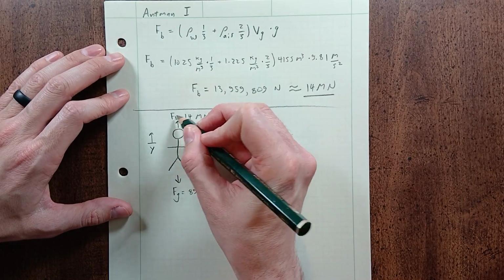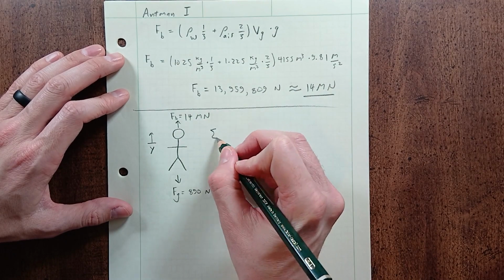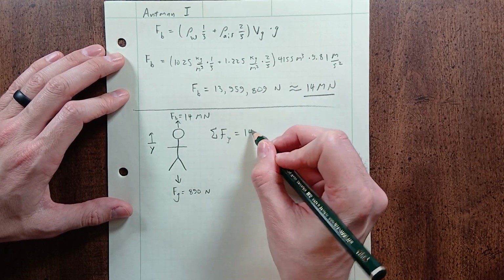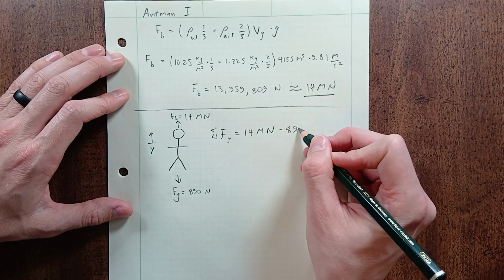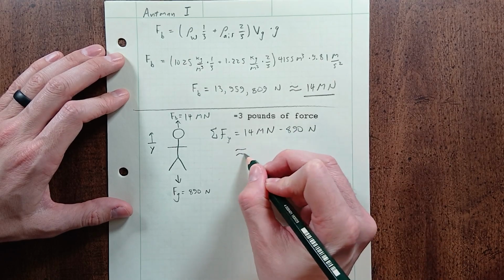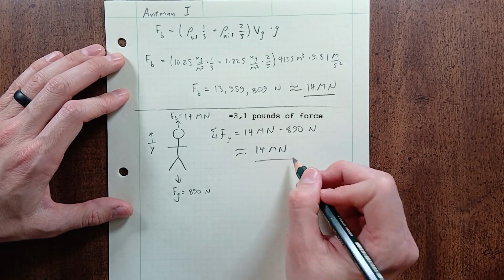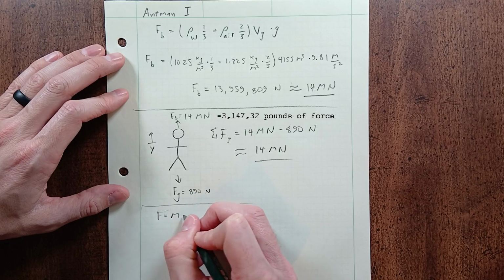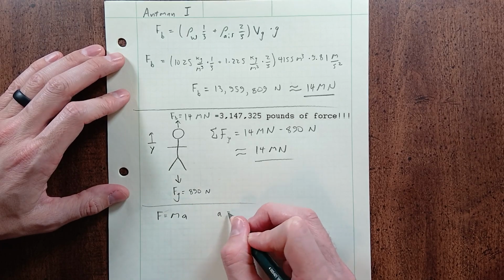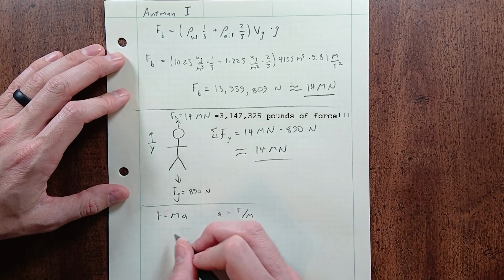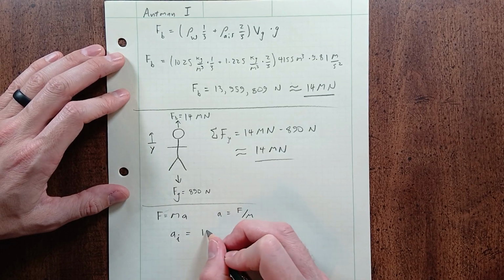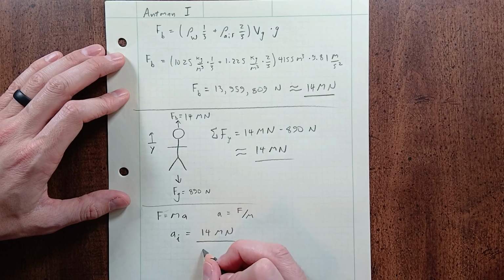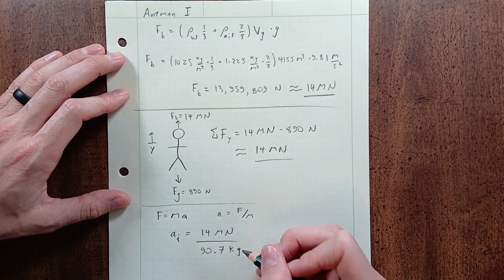14 meganewtons is way more than 890 newtons, so when we sum these, we still end up with about 14 meganewtons. Then we have F equals ma. We'll rearrange this to solve for acceleration, plug in our values.